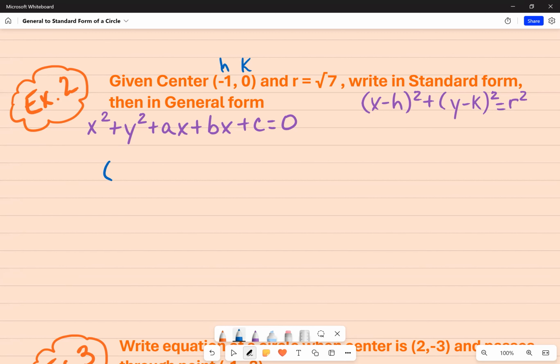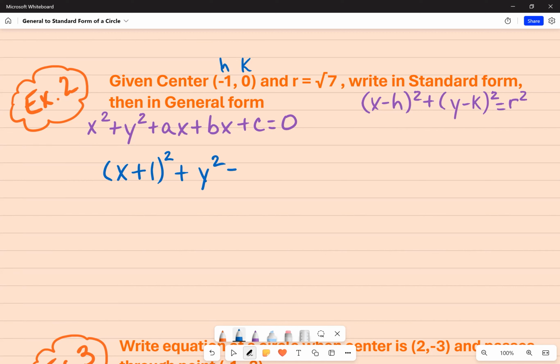I'm going to take X, replace the H with minus. Minus is part of my formula, but then I have a -1, so that's going to change this to a +1. Because it's Y minus 0, I don't have to put it in parentheses. I'm simply just going to say Y squared because it's understood that there's not a K. So it just goes away.